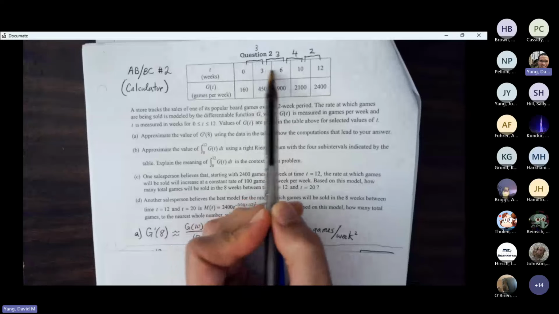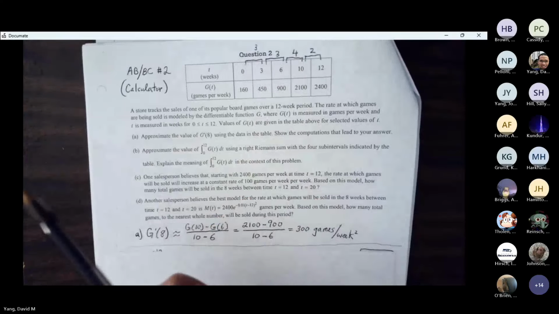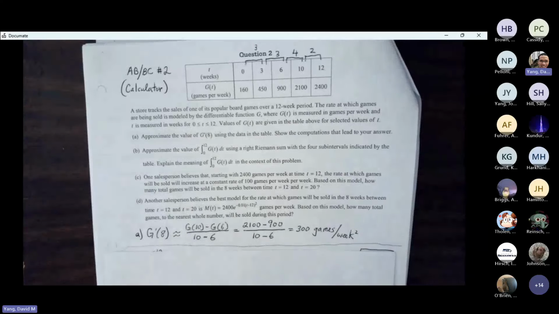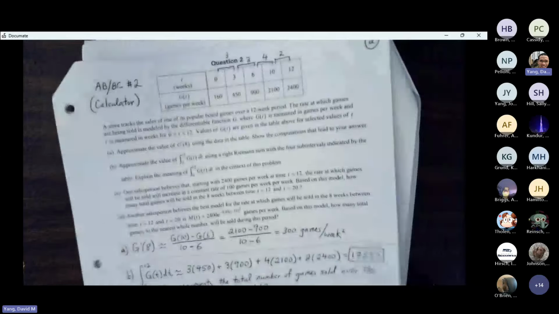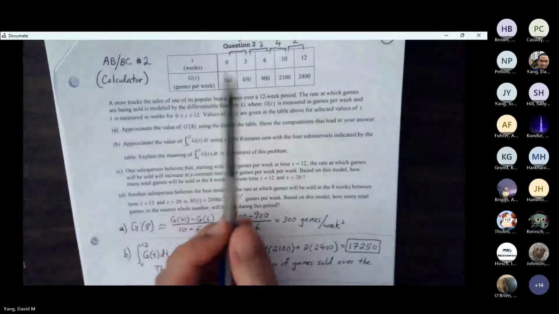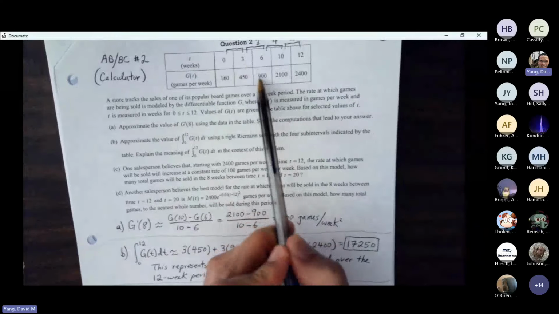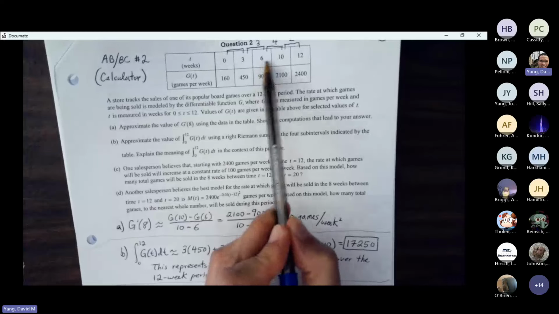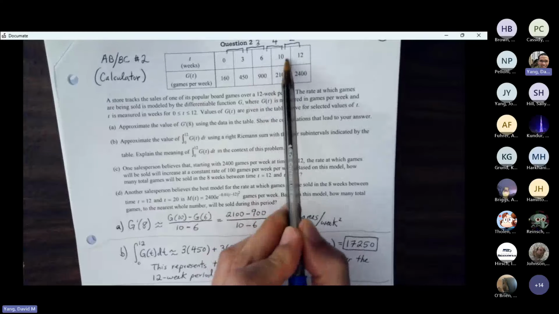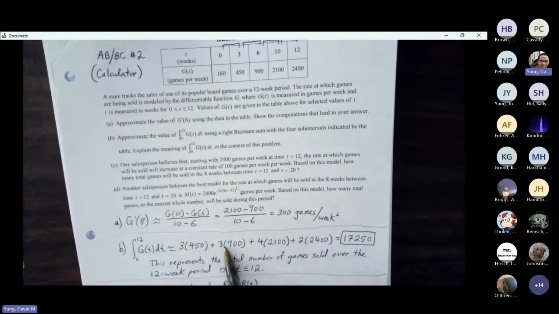So 3 minus 0 is 3, 6 minus 3 is 3, 10 minus 6 is 4, 12 minus 10 is 2. And then we find the appropriate height for the right subinterval here. So width is 3, height is 450. Width is 3, height is 900 for the third rectangle. Width of 4, height of 2100. Width of 2, height of 2400. And we just go through and add our areas up, and we get 1750.